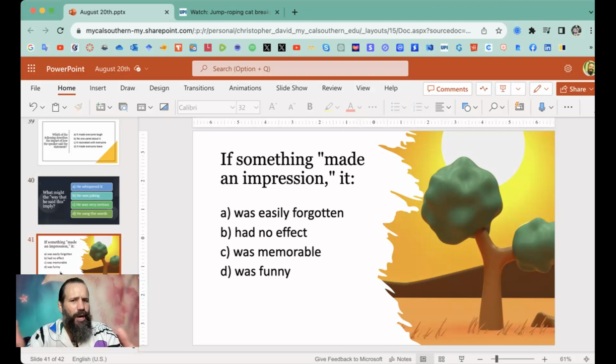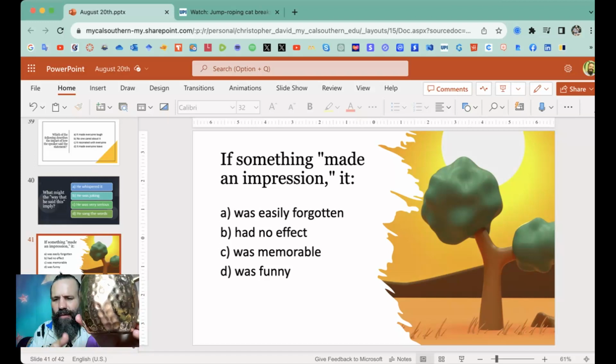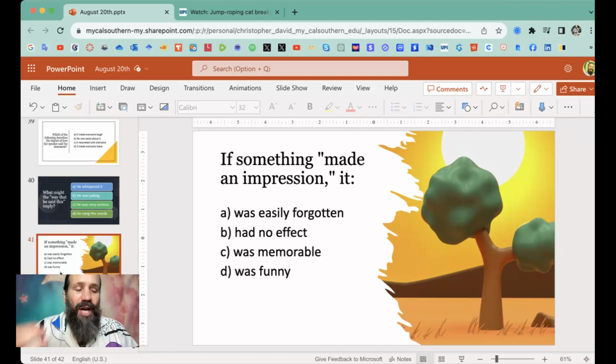Let's talk about that word impression, right? If something made an impression, what did it do? Was it easily forgotten? It had no effect? It was memorable, or it was funny? Of course, it could be funny, but it was definitely memorable, right? To make an impression. We talked about impression. I showed him my copper cup I like to drink from, and visualize when they lay out the metal and they run it through some sort of thing that leaves these impressions. So you can think of it, impressions are something that are physically left on something. In this case, it could be in our mind or our heart or our soul. When something leaves an impression, it's lasting, right?